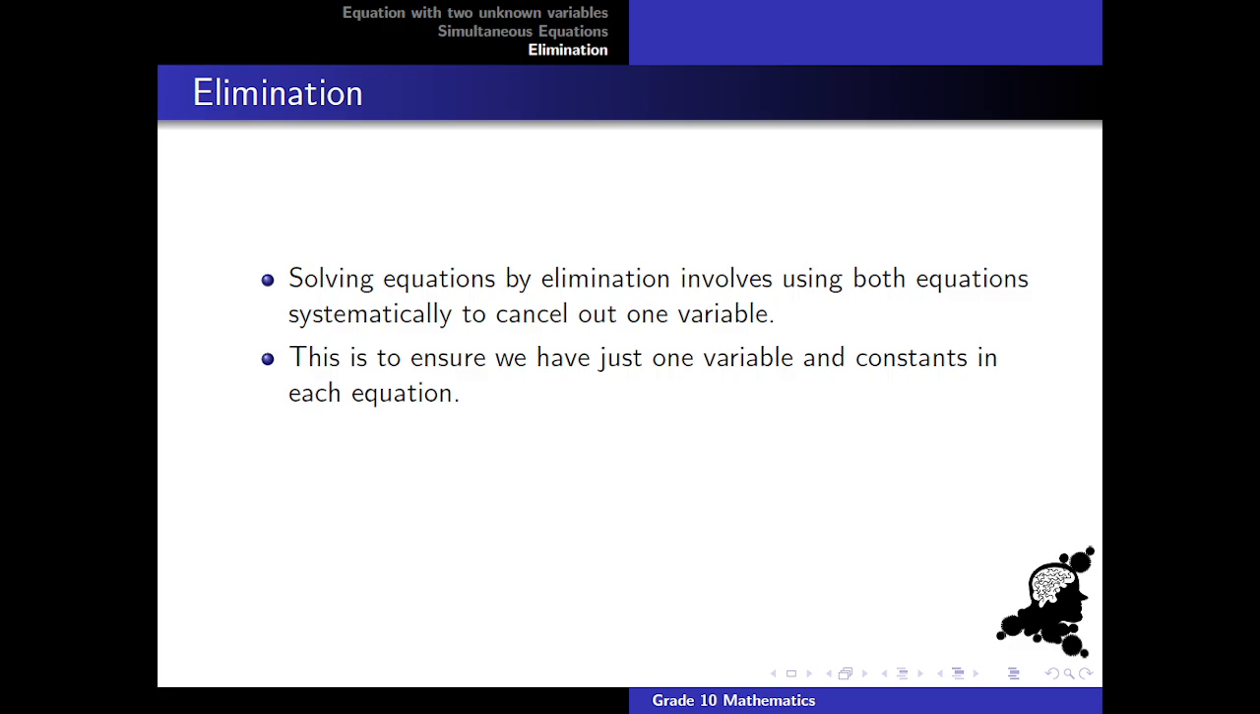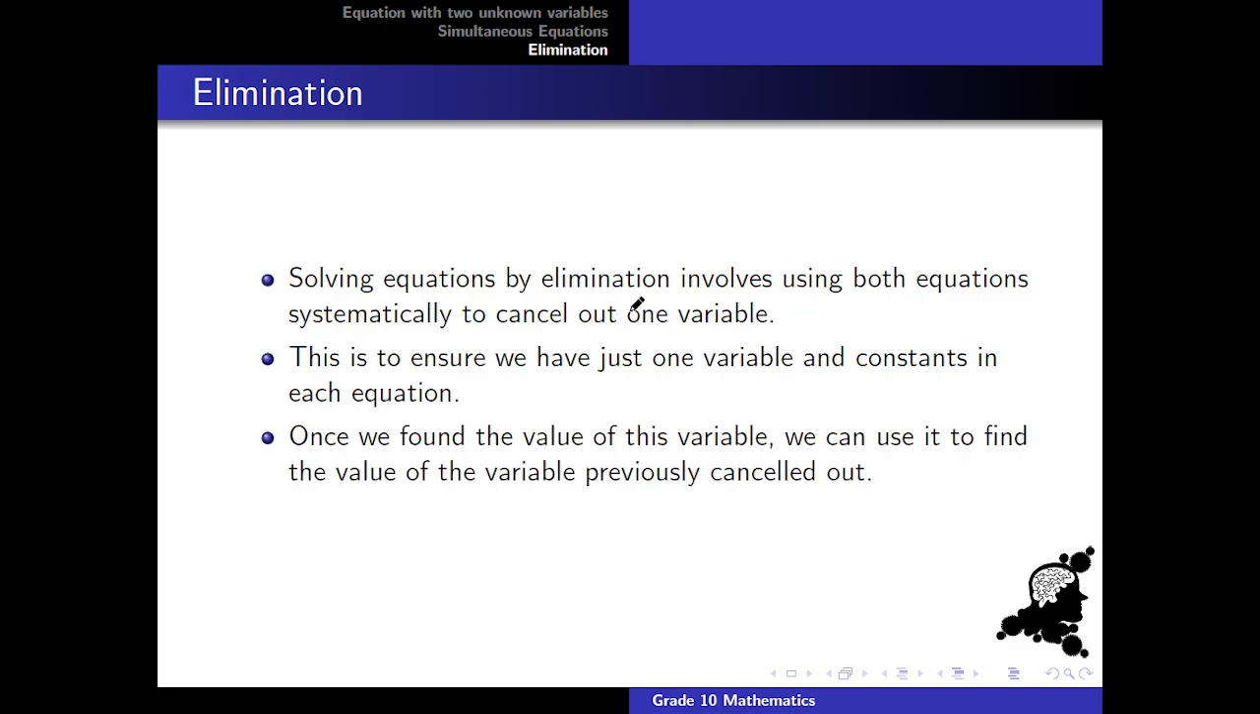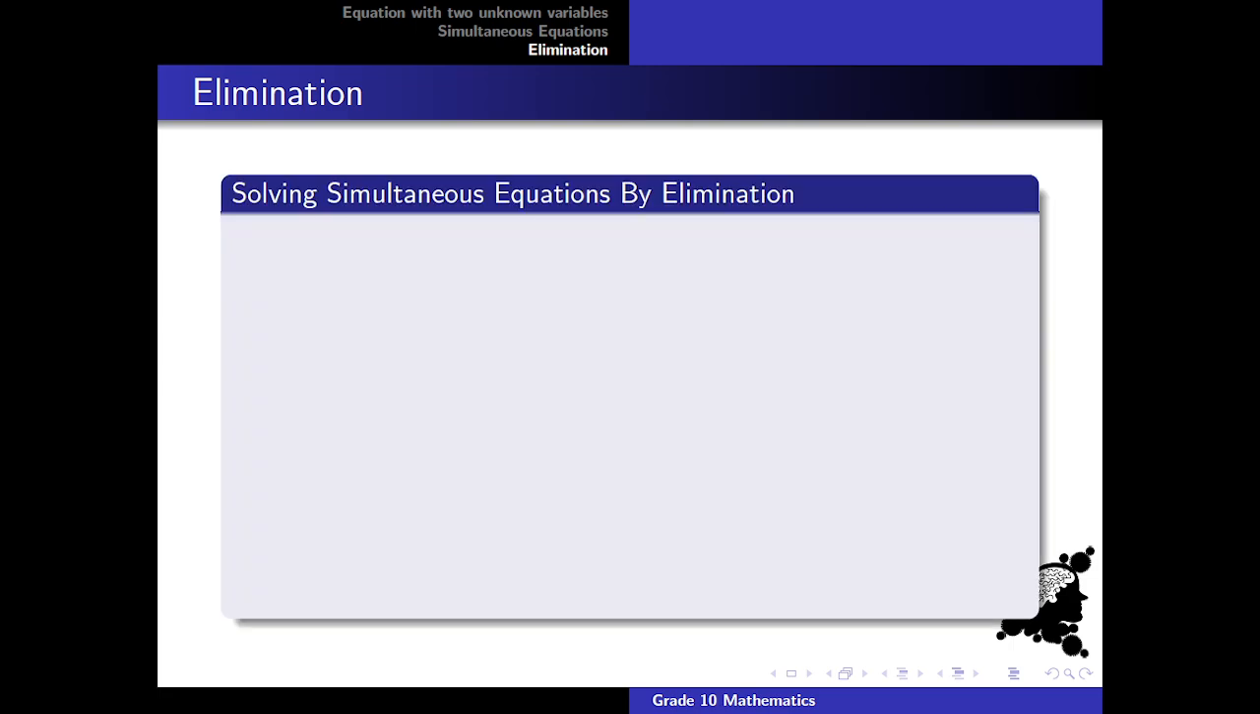As I've already explained, we need both equations to cancel out one variable so that we remain with only one variable and constants. Once we have the value of this variable, we could use it to find the other variable that we canceled out. If this does not make sense, just stick around until we do the examples and then you'll get an idea of what we're talking about.